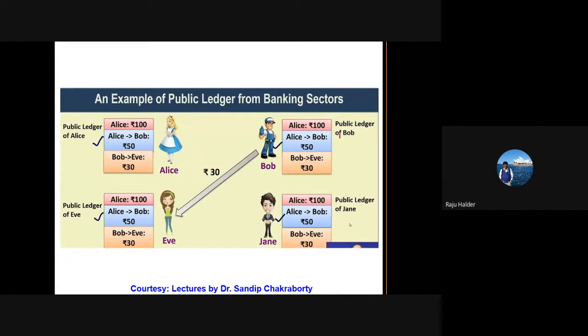Next, suppose Bob wants to transfer 30 rupees to Eve. There is no issue. Bob now has 50 rupees because Alice has already transferred rupees to Bob. So Bob can transfer 30, and Bob will create this transaction. Bob will broadcast this transaction to everyone, and through the consensus mechanism, this new information will be added to the blockchain copy.